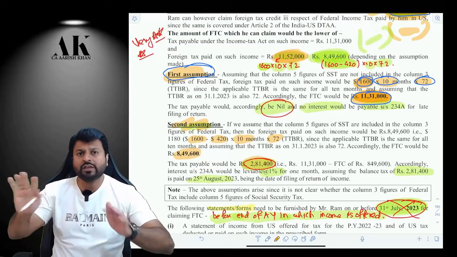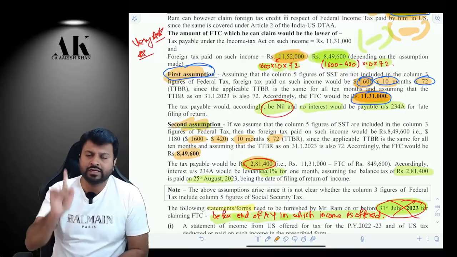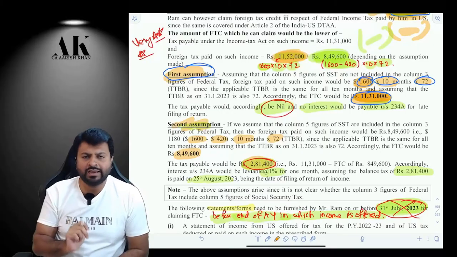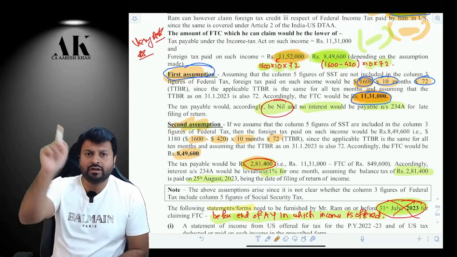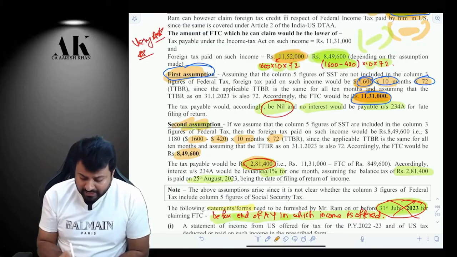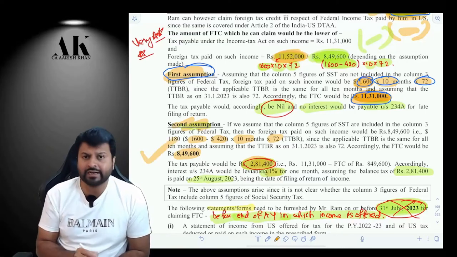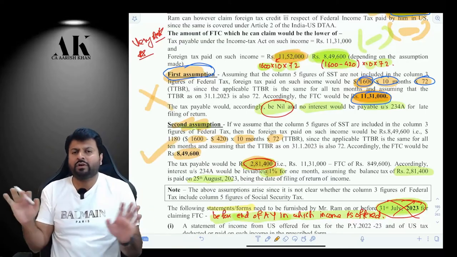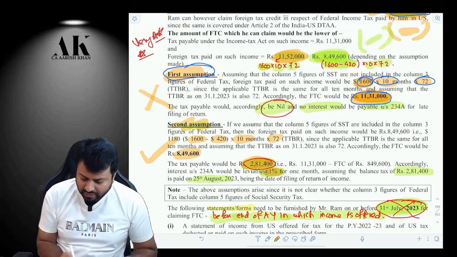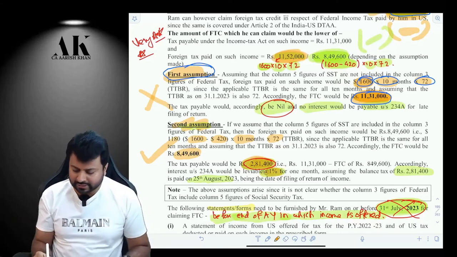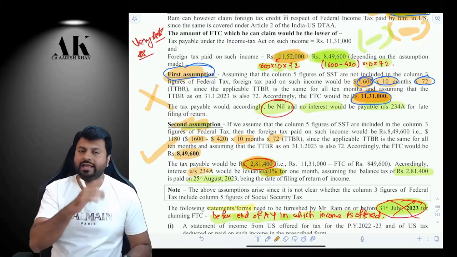But here, you are making one more mistake. You are filing the return on 25th of August. It means you should have filed the return on 31st of July, but you are filing on 25th of August. Therefore, you have to pay interest at the rate of 1% if you follow the second assumption. In case of the first assumption, you don't have to pay any interest. But in case of the second assumption, you have to pay interest at the rate of 1% under section 234A because you are delaying filing the return by 1 month.